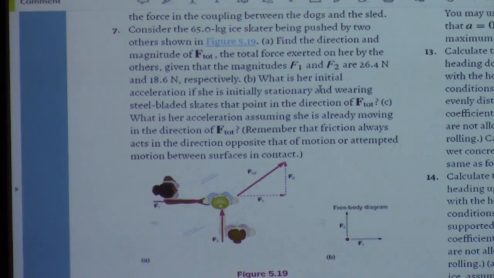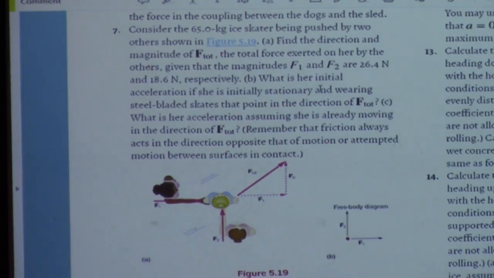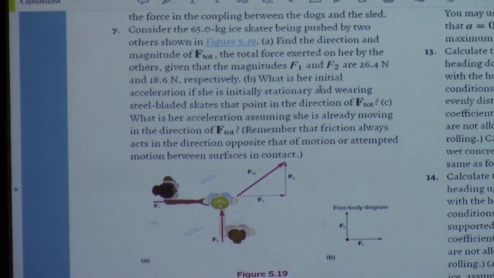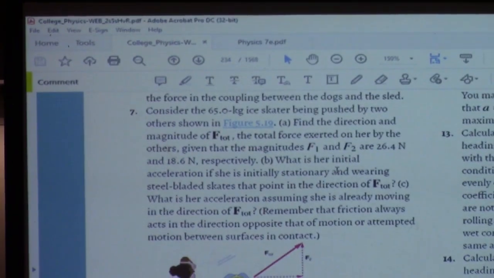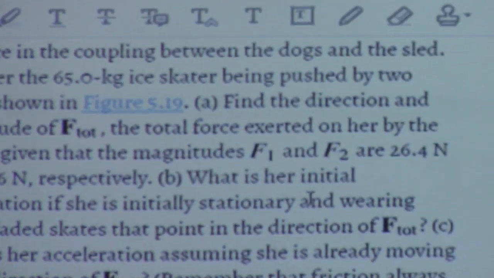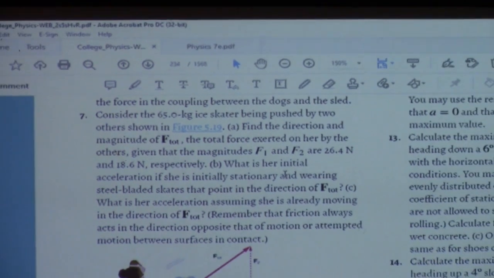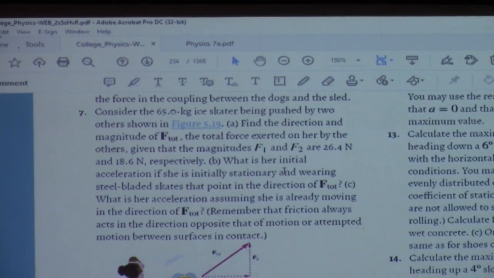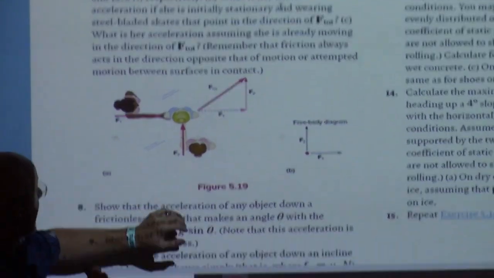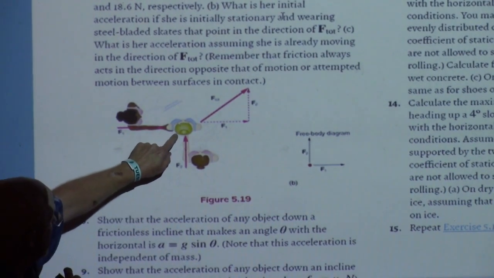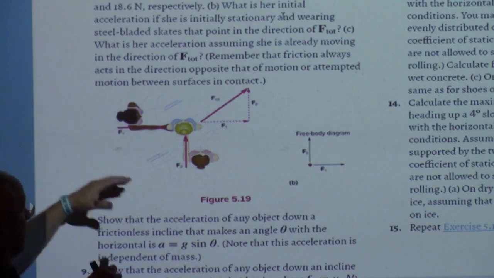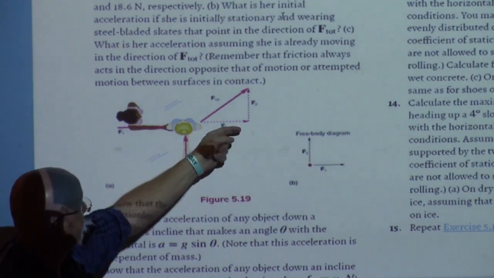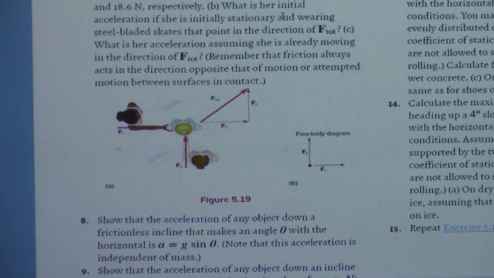So let me just open my hard copy to chapter 5 and say, okay, consider a 65 kilogram ice skater being pushed by 2 others as shown in the diagram below. So this is kind of an aerial shot looking down. Looks like this lady in the center is the one being pushed by these 2. So one of them's over here to her left and one of them is behind her, and there's a force F1 and a force F2.